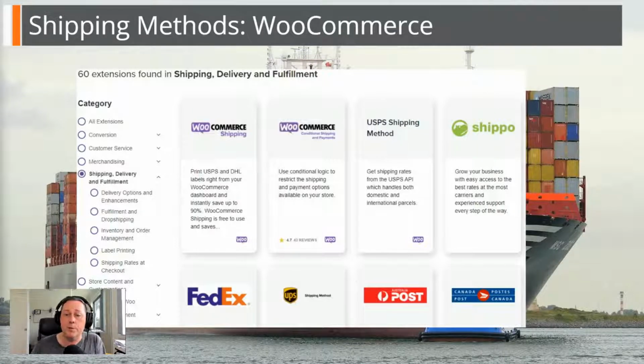Now, a quick search of the WooCommerce extension repository, and that's the screenshot on there just now, returned 60 results from the shipping, delivery, and fulfillment category. Unfortunately, the core WooCommerce plugin doesn't come with the ability to print labels or packing slips, which is a bit weird for an online e-commerce shop, I think. You're going to need a plugin to do this.